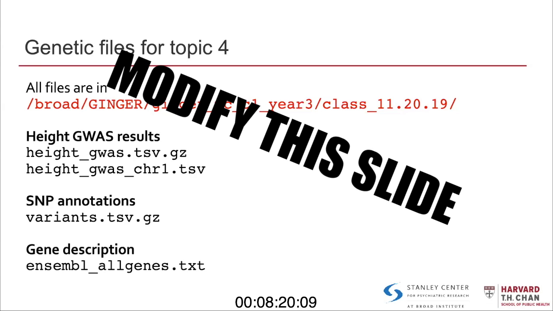So for the purpose of this topic, we're going to look at 4 different genetic files. We're going to look at 2 files with GWAS results. The first one, which is a compressed file that contains the results for all the variants. And the second one, which is a smaller and simplified file, which contains only the results of chromosome 1. Then we also have a SNP annotation file, which is compressed. And finally, a gene description file.